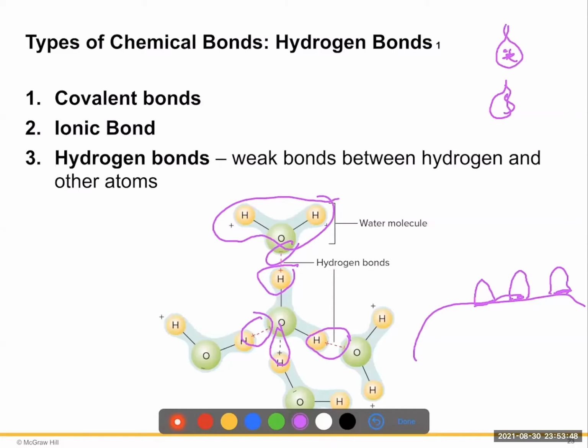Is that making sense? Yeah, that's really cool. Okay, yeah, it's really slick how it works out. Hydrogen bonding is an amazing principle, and it's phenomenal what it does.